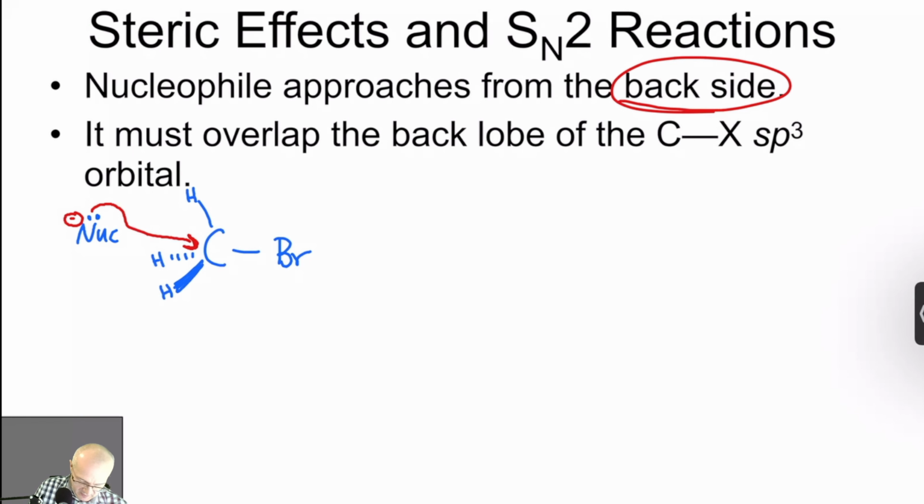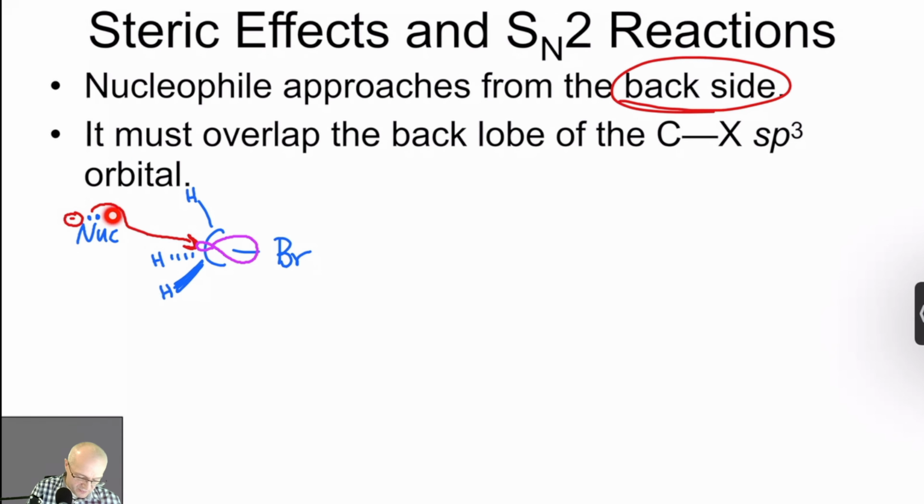Now remember, sp3 orbitals have this little lobe back here. The nucleophile has to enter that lobe. The electrons have to go into that lobe to cause a bond to occur. So it has to come in from behind the bromine because that's where the lobe is, first of all. Second of all, the bromine is delta negative. This thing is negative. It's going to be repelled by it. So the further away the nucleophile can get, the better. Okay? So the nucleophile must come in from the backside.